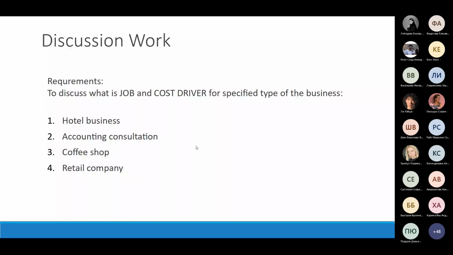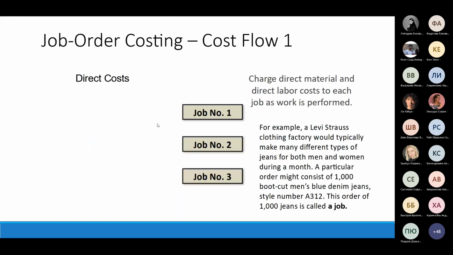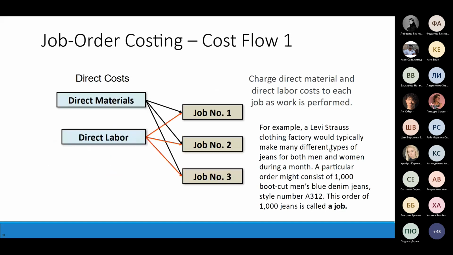If there is no discussion, I think we can discuss it during the practical session. And let's discuss how to perform this job order costing. Maybe after that, you will understand it better, how to select the proper driver and how to perform the analysis.